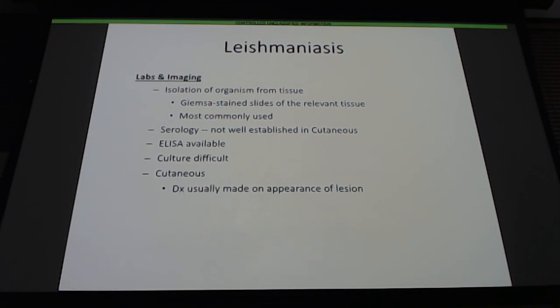We can do ELISA. ELISA usually works a little bit better if we're talking visceral versus cutaneous. Cutaneous is just a visual clinical diagnosis. Cultures don't do too well with leishmaniasis, but we can do PCR if you have it. Generally, where this stuff occurs, PCR is not available. That's one of the reasons why we don't have PCR on all these things. But definitely serology for visceral.